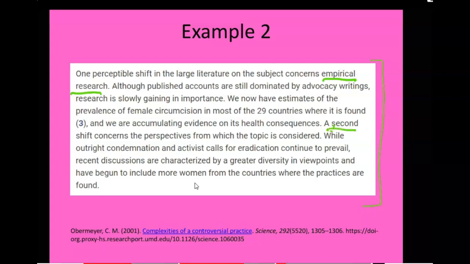"And the second shift concerns the perspectives from which the topic is considered. While outright condemnation and activist calls for eradication continue to prevail, recent discussions are characterized by a greater diversity in viewpoints and have begun to include more women from the countries where the practices are found." So we see basically more empirical work now, and then we'll see some more writings by the voices of women who have been affected by the practice of female circumcision, from countries most predominantly outside of Western Europe and North America.